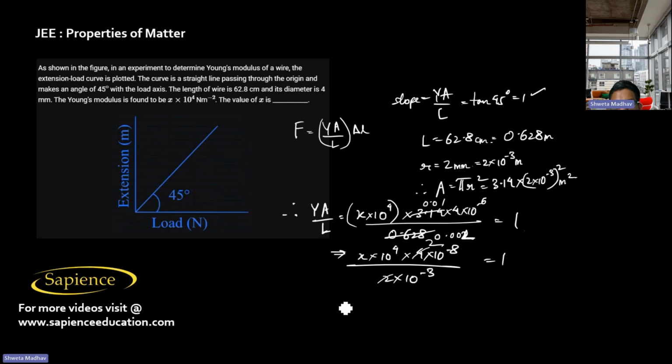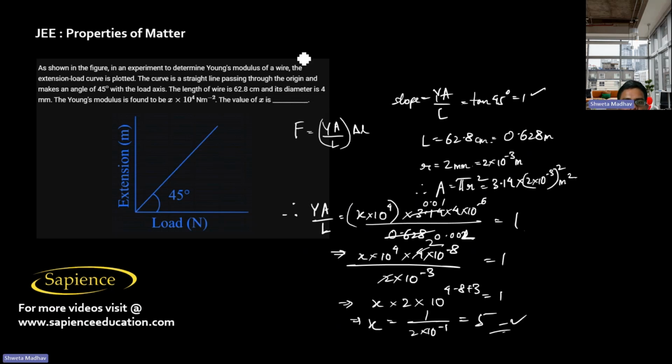Into the 4. So therefore I can say x into 2 into 10 power 4 minus 8 plus 3, that is equal to 1. So it means x will be equal to, this will be 7 minus 8, 1 by 2 into 10 power minus 1. This 10, so it is 1 by 10, so 10 will go, so x is equal to 10 by 2, that is 5. So the value of x is 5. 5 is the answer.